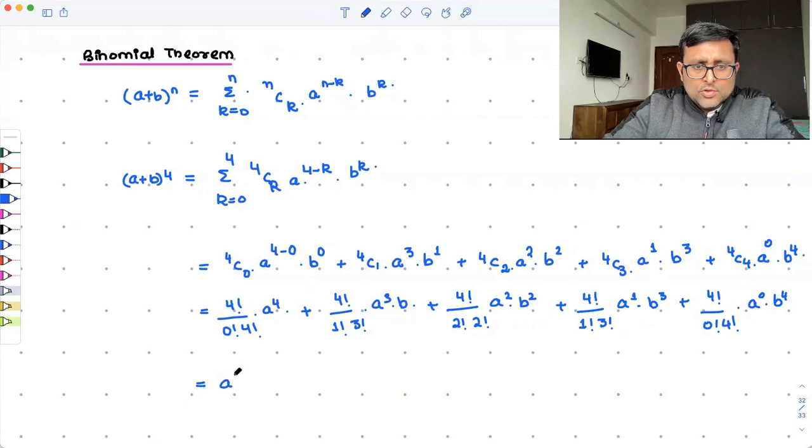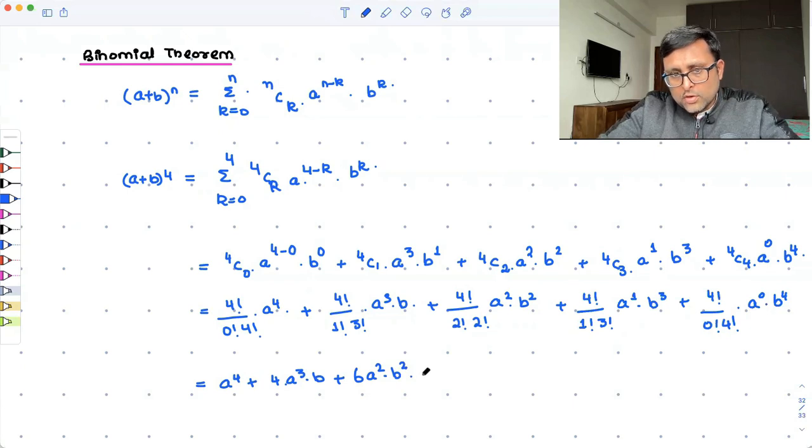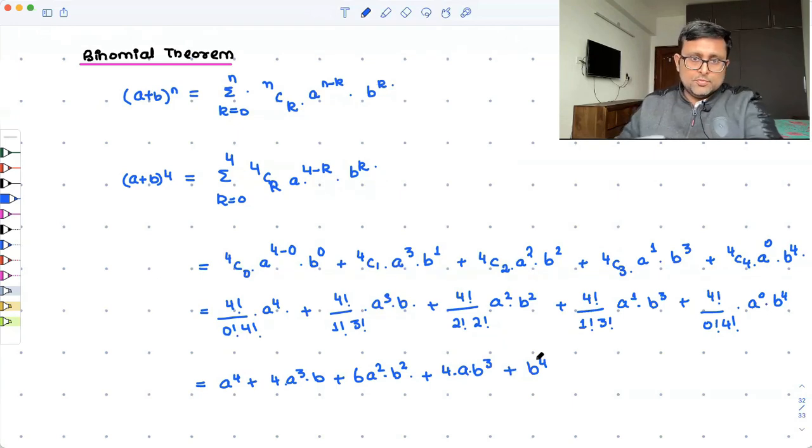So this is going to come out to be a to the power 4, plus 4 a cube b plus 6 a square b square plus 4 a b cube plus b to the power 4. This is what we're going to get, right?